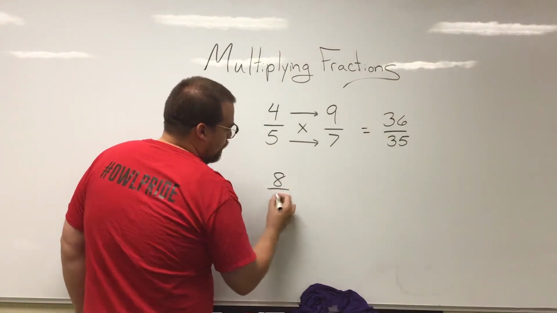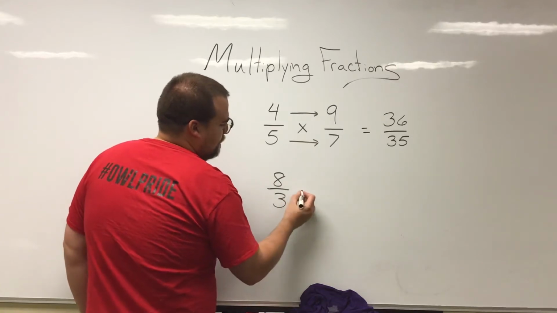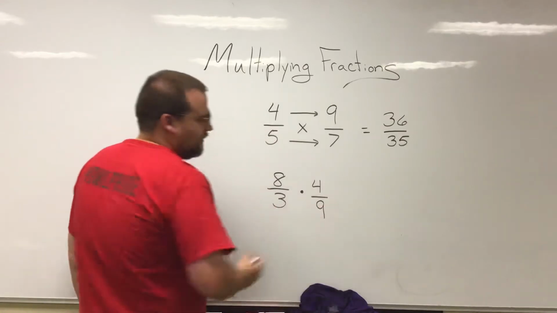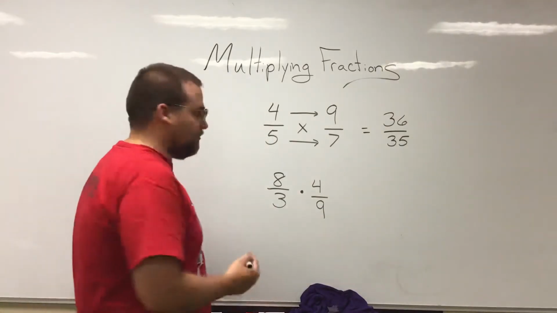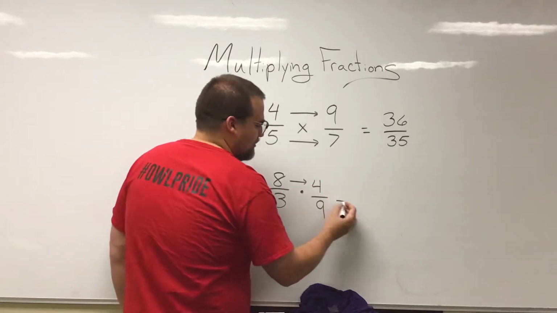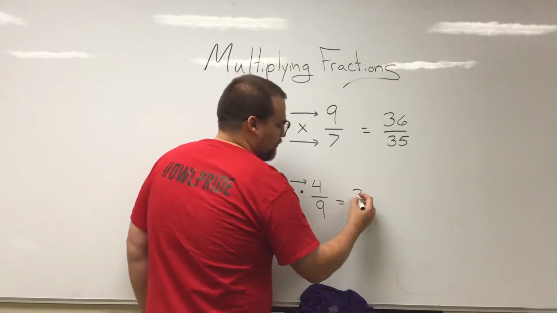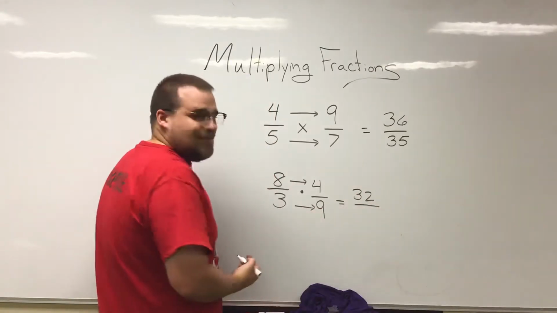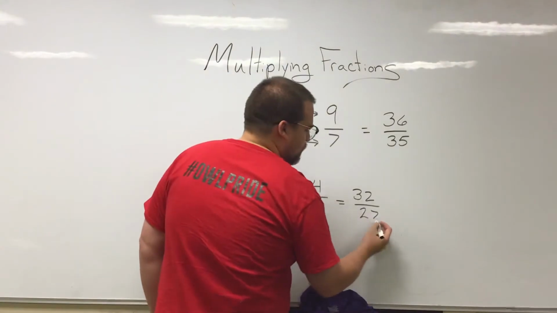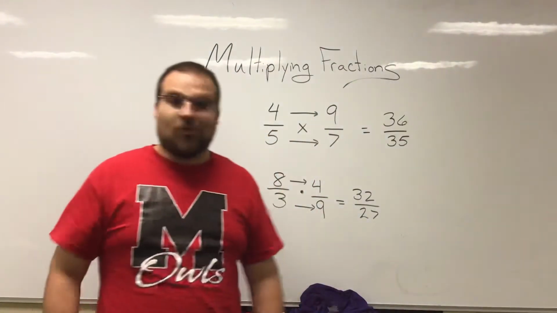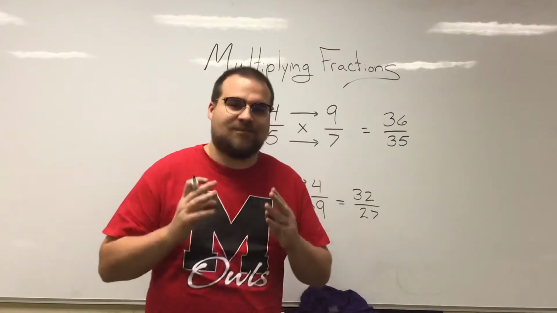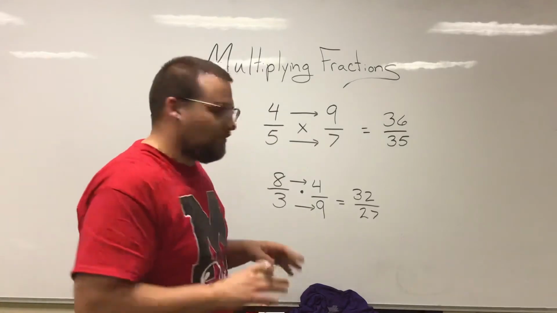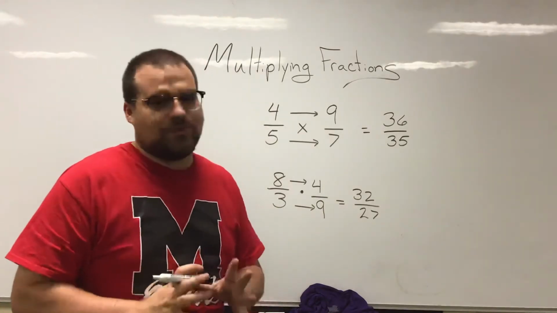8 over 3 times 4 over 9. Here's what we do. Multiply straight across the top. 8 times 4, 32. Multiply straight across the bottom. 9 times 3, 27. We're done. Simple as that. I know, it's great. Let's do one last example in this video.